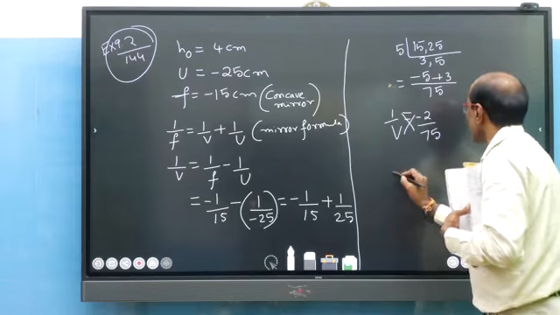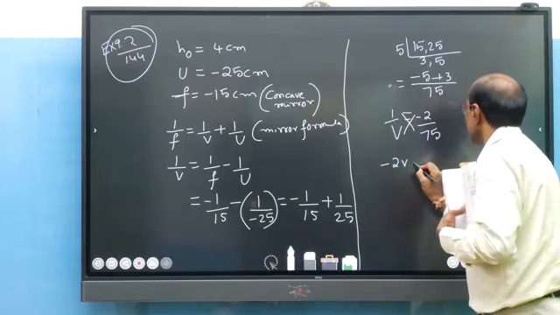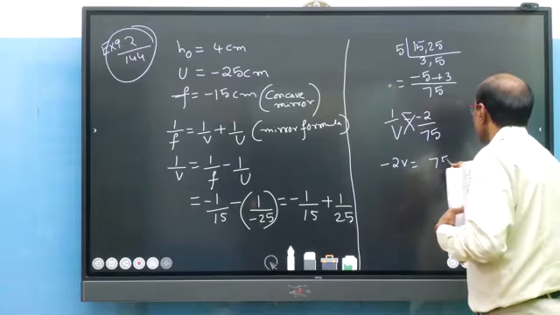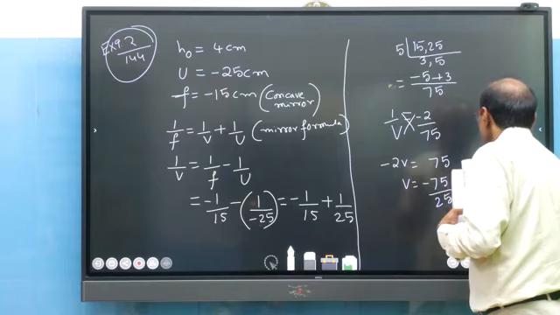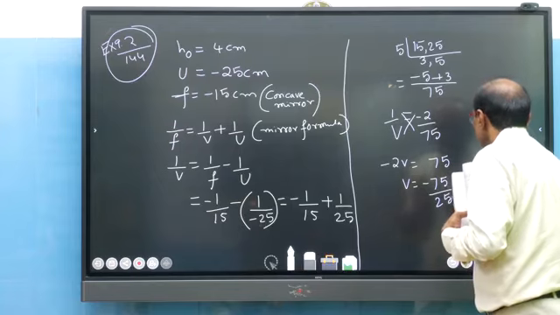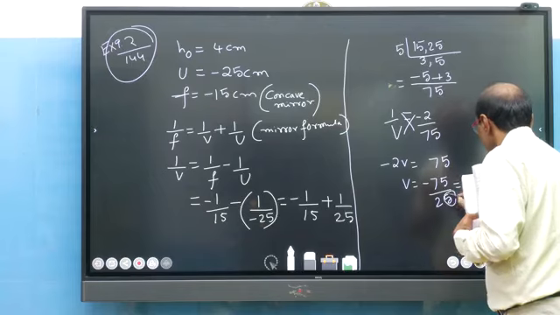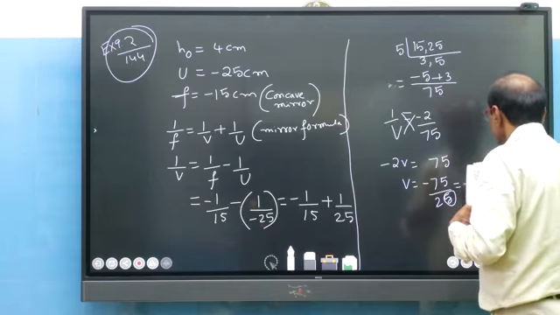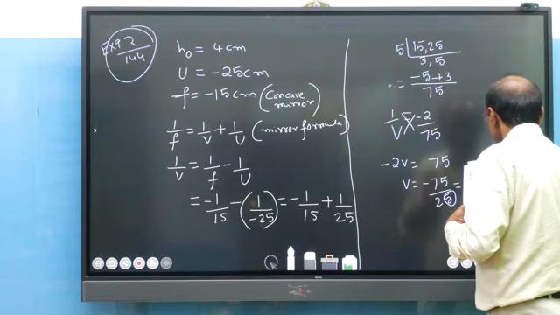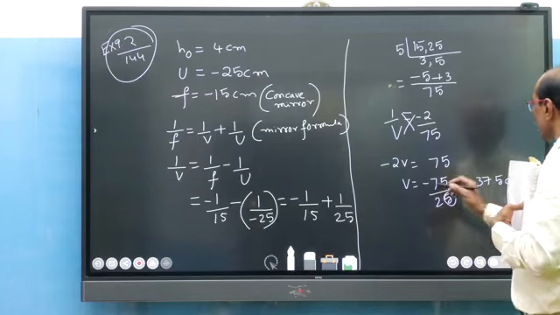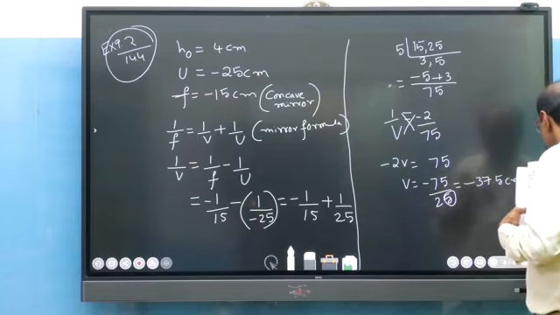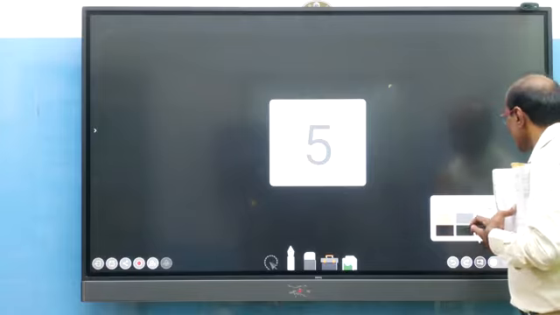By cross multiplication, minus 2v equals 75. So v equals minus 75 by 2, which equals minus 37.5 centimeter. So the image distance is minus 37.5 centimeter.